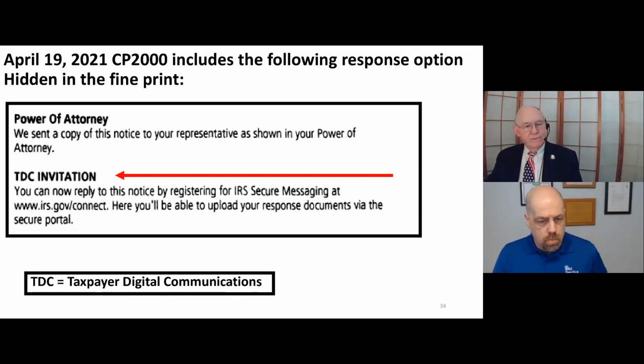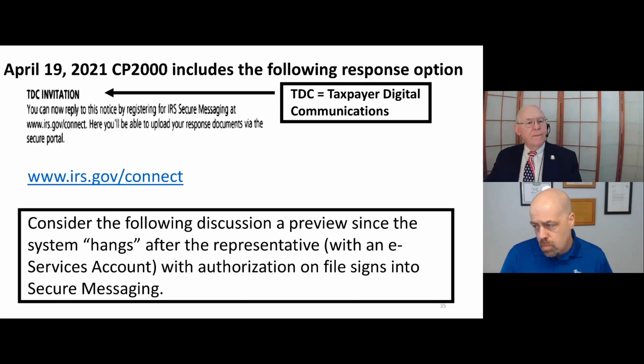So here is, hidden in the fine print, I did a screenshot. It said power of attorney. We sent a copy of this to your representative. I happened to have an 8821 on the gal. TDC invitation. You can now reply to this notice by registering for the IRS Secure Messaging at irs.gov Connect. You'll be able to upload your response documents via the Secure Portal, which is really wonderful. It turns out, as you'll see a little bit later, it's still kind of beta-ish because I got to a certain point and it hung. So let's walk through some of the other screenshots.